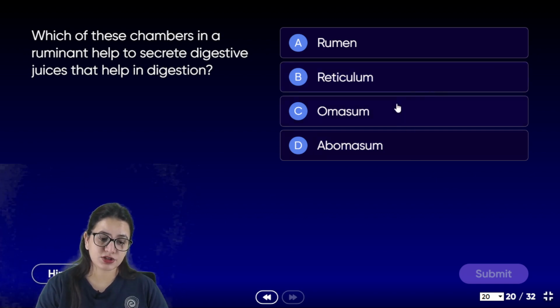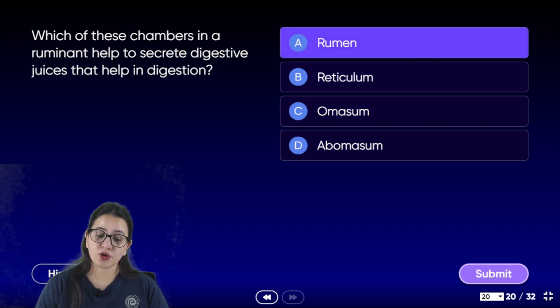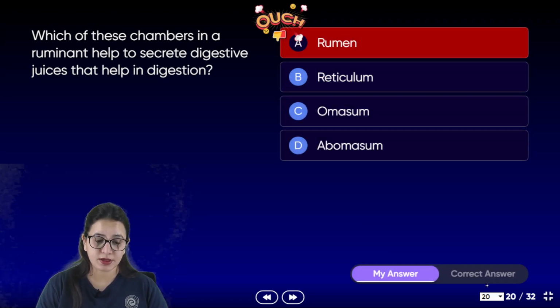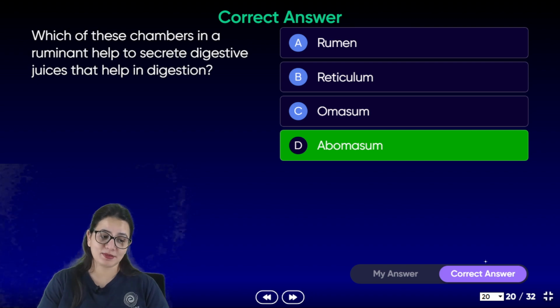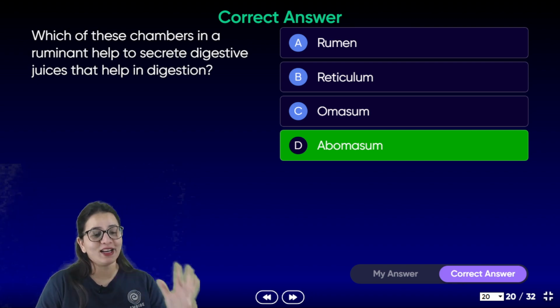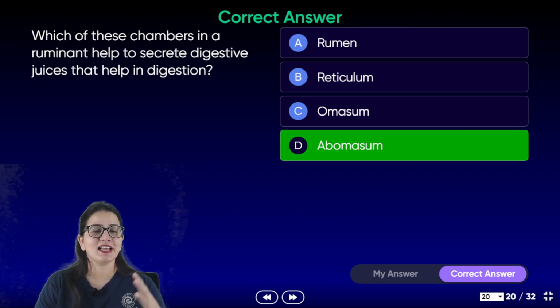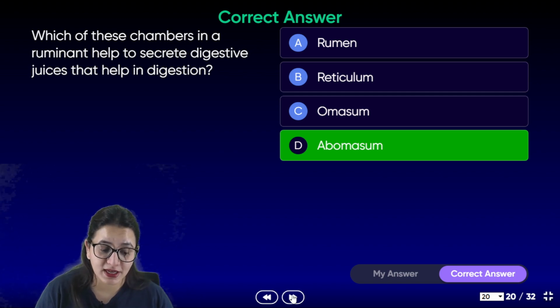Yes, I guess it should be the rumen because this is what we have studied, but no, the correct answer would be the abomasum. Okay, so abomasum is the correct option. We have confused it with the rumen, but that's not. Of course, abomasum is the correct answer.